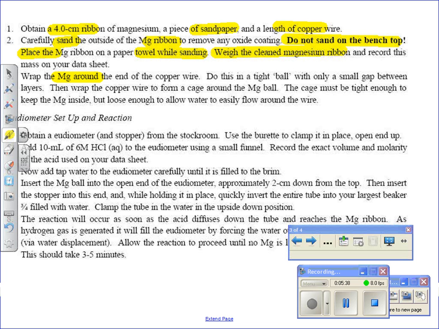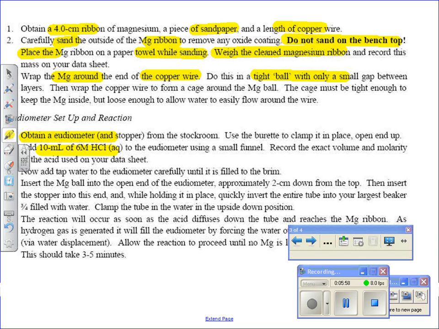You're going to wrap the magnesium around copper wire. I kind of showed you a picture of that. You're going to do it in a tight ball so it can fit inside the actual tube, the gas collection tube that we're going to use. You'll obtain a gas collection tube from the stock room. I'll get you one of those.